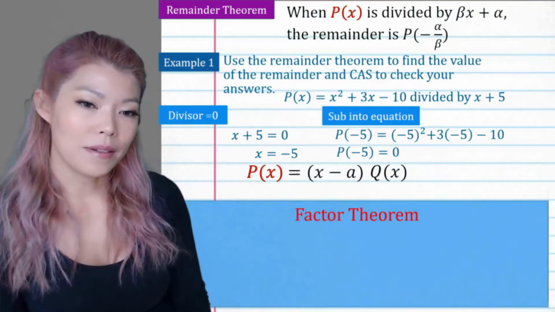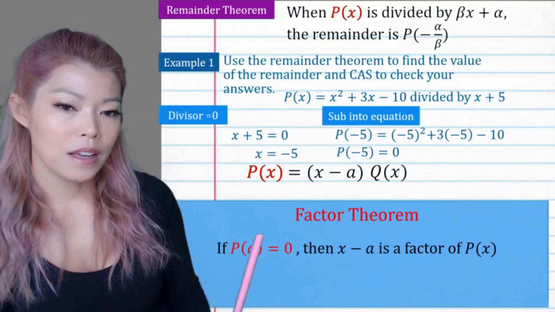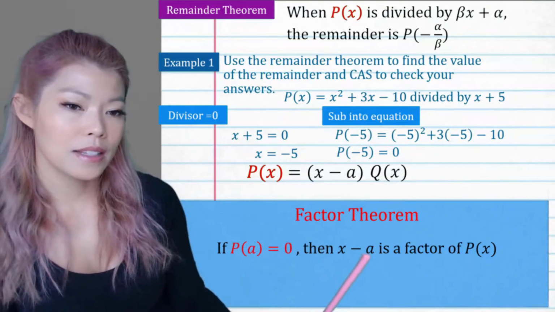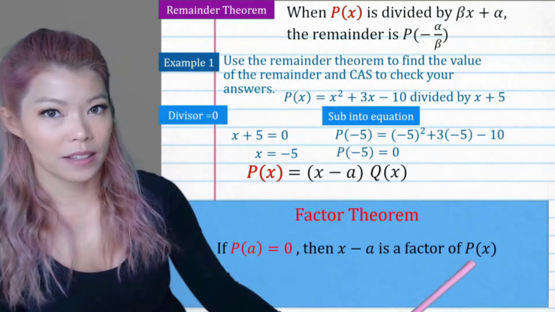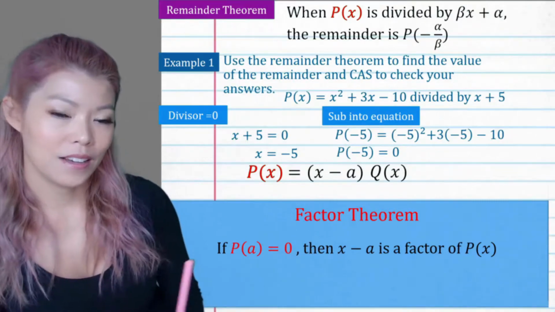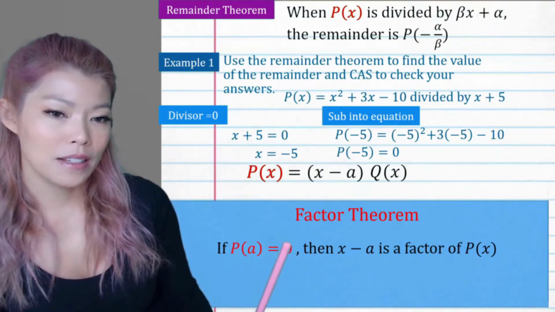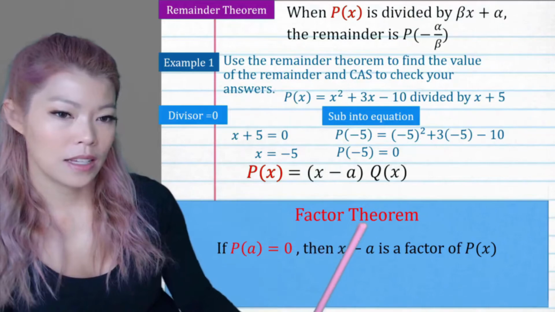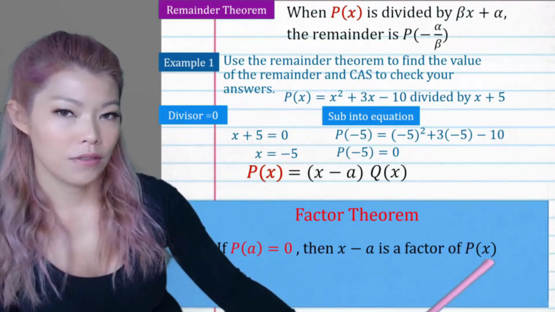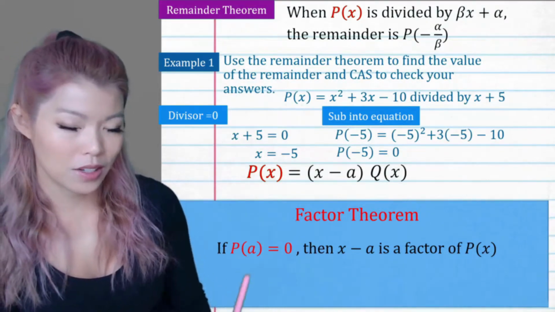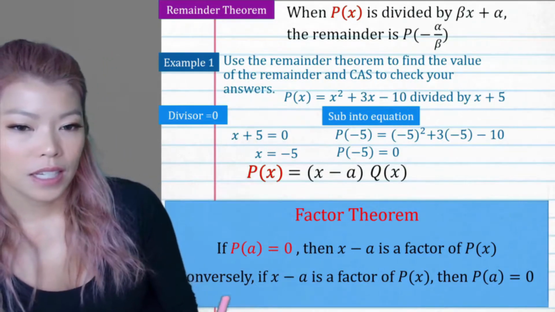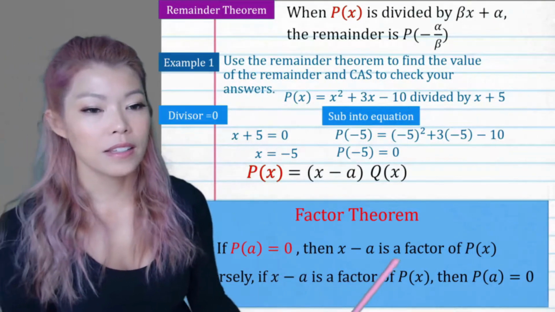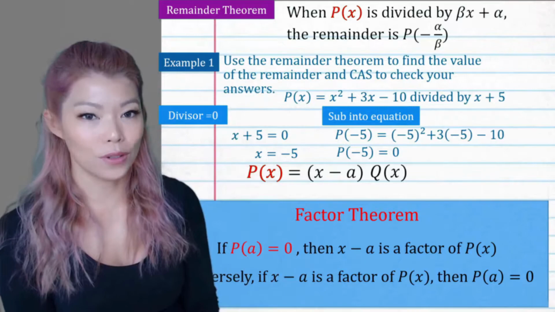So let's write that down. Factor theorem: if p of a equals 0, then x minus a is a factor of p of x. Hope that makes sense now. If not, it's like saying when the remainder is 0, then 3 is a factor of 12. Conversely, if x minus a is a factor of p of x, then p of a equals 0.